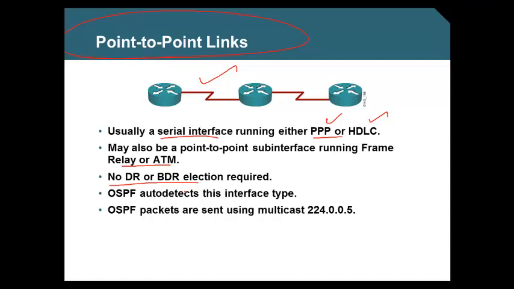OSPF auto detects the interface type. When you have a serial interface, immediately it will say it's a point-to-point, auto detect. And the point-to-point will use only 224.0.0.5. 224.0.0.6 won't be used. Only 224.0.0.5.